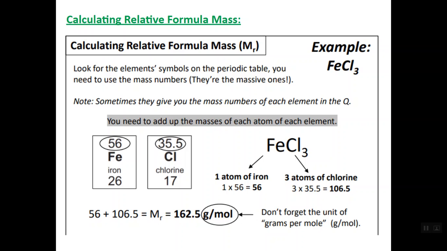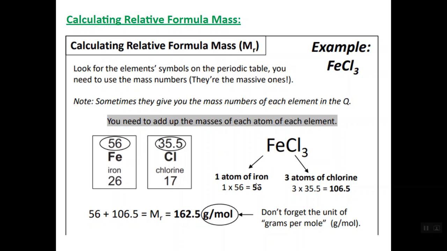Now, if you go to your periodic table and you look for the massive, the big number, that's how you remember it, massive, that is your mass number. And that tells you the mass of that element. Now, the thing to remember is that this is the relative atomic mass. When you are calculating the relative formula mass, when they ask for the formula mass, they're asking for the total mass of that compound.